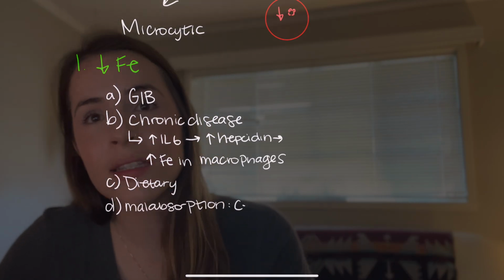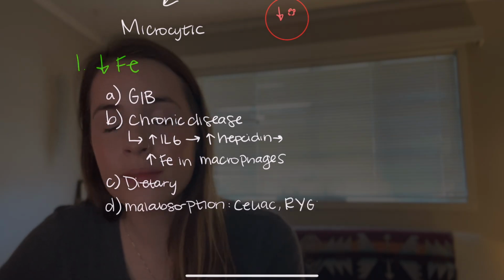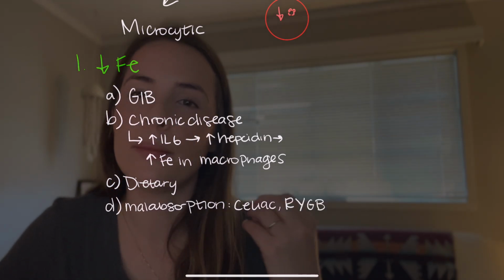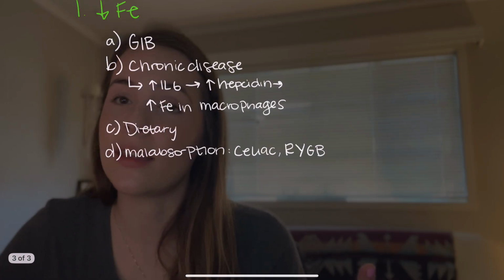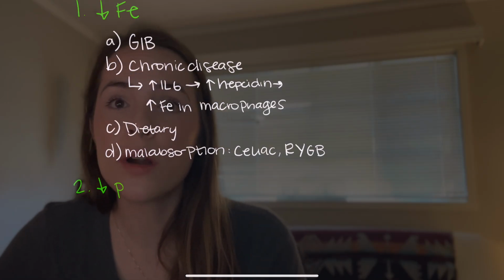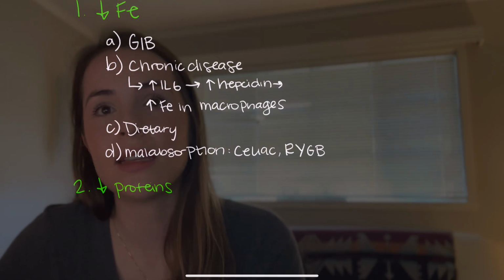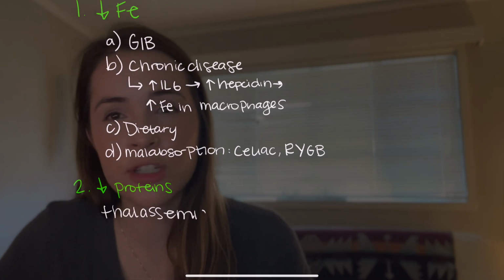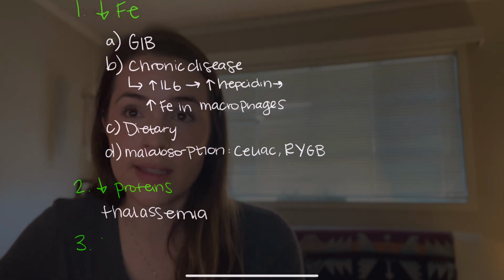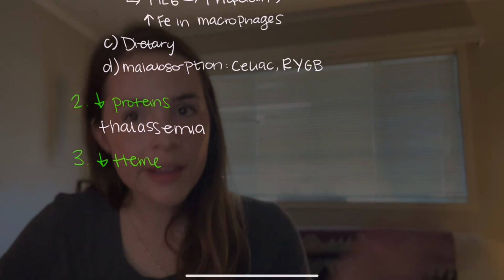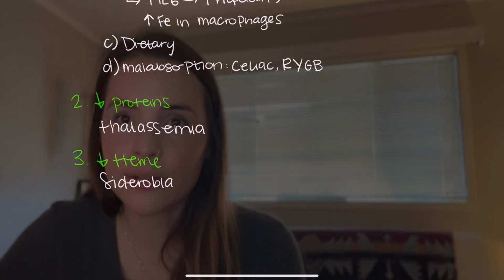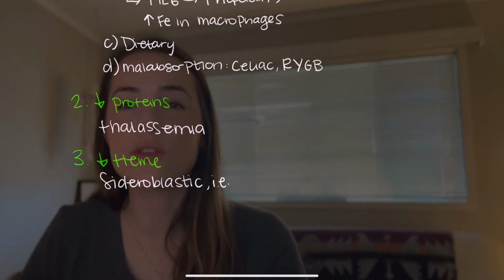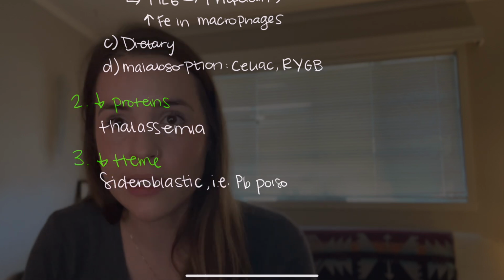More rare causes of hemoglobin synthesis problems are usually with the proteins themselves, and that can happen with a thalassemia, or a defect in the heme synthesis, like in a sideroblastic anemia, which can happen in people with lead poisoning. On the other end of the spectrum, we have macrocytic anemias, where the MCV is over 100 femtoliters.